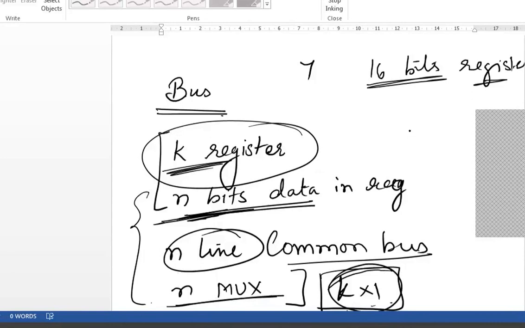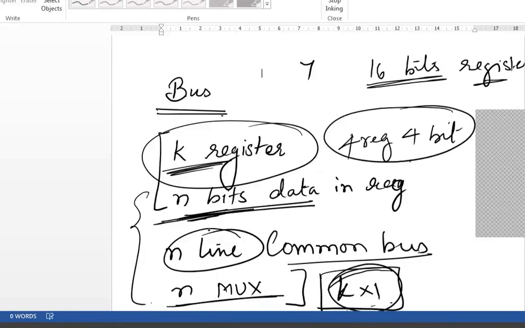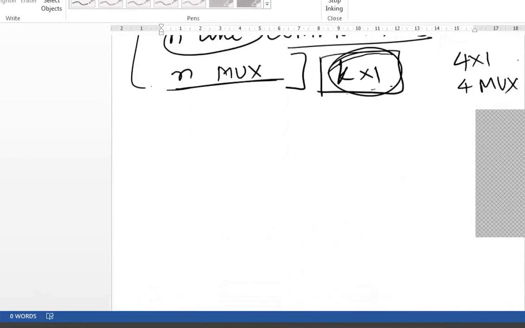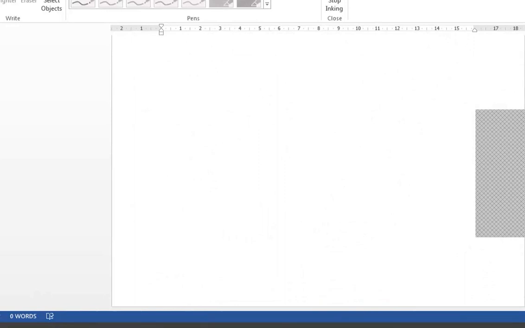In the previous example, we had taken 4 registers of 4 bits, so everything was 4-4. We were taking a 4 cross 1 multiplexer and having 4 multiplexers. But understand it like this: if I had 4 registers of 16 bits of data, what would be the size of the bus? How many lines would be there in the bus? Yes, 16. Then how many multiplexers would I need? 16. And what would be the size of my multiplexer? 4 cross 1. Okay, fine. This is very important in short questions. Remember, you have two quizzes coming up, right? So these minor things you should know.